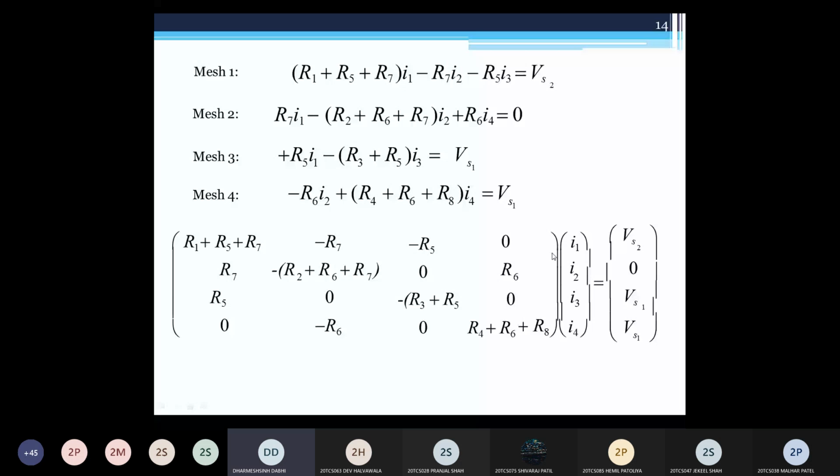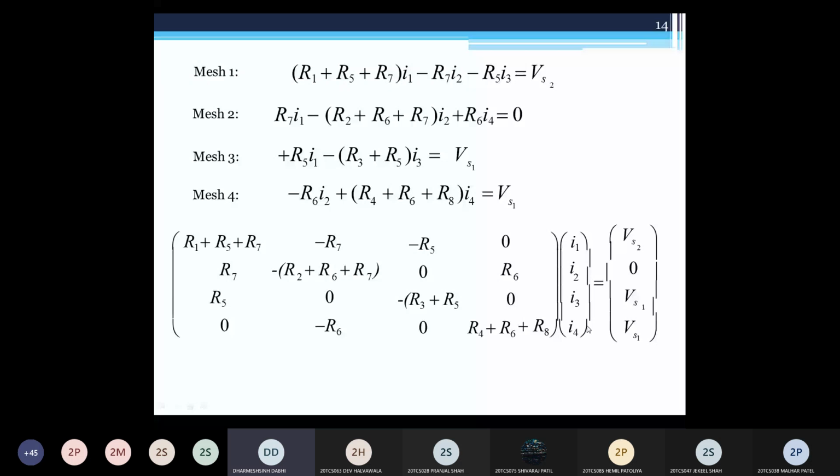And here the second is the 4x1 current matrix, I1, I2, I3, I4. Then it is equal to your voltage sources on the right-hand side of the 4 equations: Vs2, 0, Vs1, and Vs1. So you write that down as a 4x1 matrix. So this is called the resistance matrix, this is your current matrix, and this is your voltage matrix.